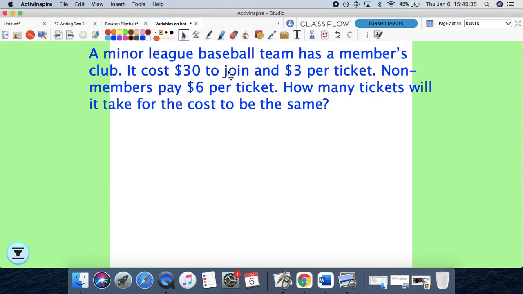But after how many tickets will the cost be the same, whether you pay $6 or whether you pay $30 plus $3 per ticket? So one of your friends decides to pay $30 and then pay $3 per ticket. The other one says, I'm not going to pay the $30. I'm just going to go whenever, and every time I go there, I pay $6 per ticket. So let's see when these two would be equal.